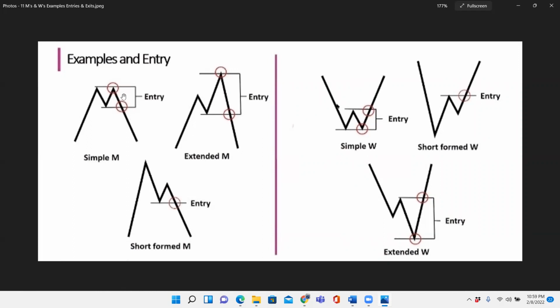You can enter on the peak or on the neckline for the simple M, or the standard M. We have the extended M, which is over here. That's the one where we're trying to look for the stop losses. We're trying to keep the people in the market. So we're coming up, we're coming down to the neckline, we're coming up, and then we're going to shoot back down.